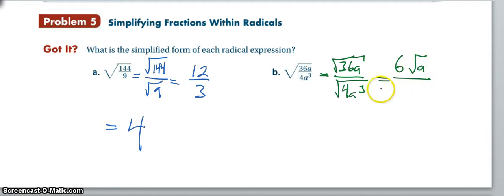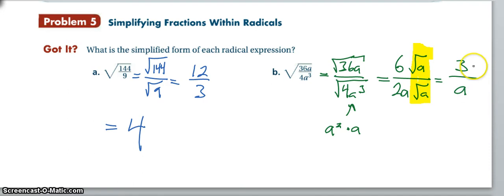Then on bottom, I can say radical of 4 is 2. A cubed I can think of as being A squared times A. So this A is going to stay under the radical, but this A squared can come out of the radical and become A. Now that I have radical A over radical A, these can cancel each other. So because these are both the same on top and bottom, they cancel out. And what I see when I simplify this fraction for 6 divided by 2 is I get 3 in the numerator and just A in the denominator. So there we go.